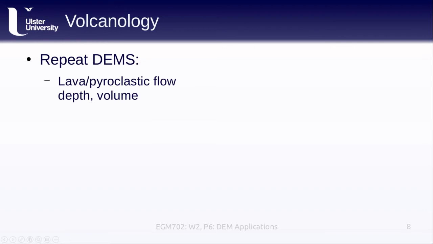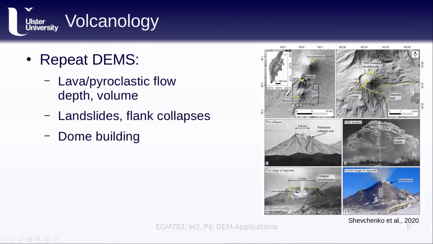We've seen a number of examples in the field of volcanology from the practicals for last week and this week. So with repeat DEMs, we can do things like map lava flows or lava or pyroclastic flow depth. We can work out the volume of material that was deposited. We can learn something about the landslides that are triggered during a volcanic eruption, or even flank collapses, where the entire side of a volcano collapses and flows down the mountain. And we can use them to look at something called dome building.